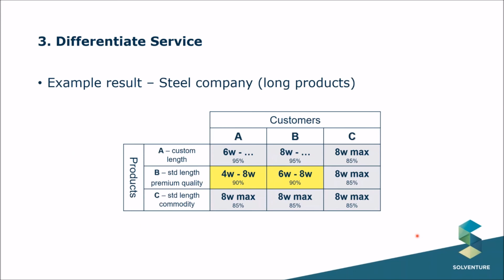So that's an example that we did for a steel company. You can see the yellow means here that we want to keep stock because we want to boost our lead time. For that specific classification, for those products and customers, we wanted to beat the market on the lead time. The average lead time in the market was 8 weeks, and we wanted to go for 4 weeks. So this is where we want to do better than the rest of the market.